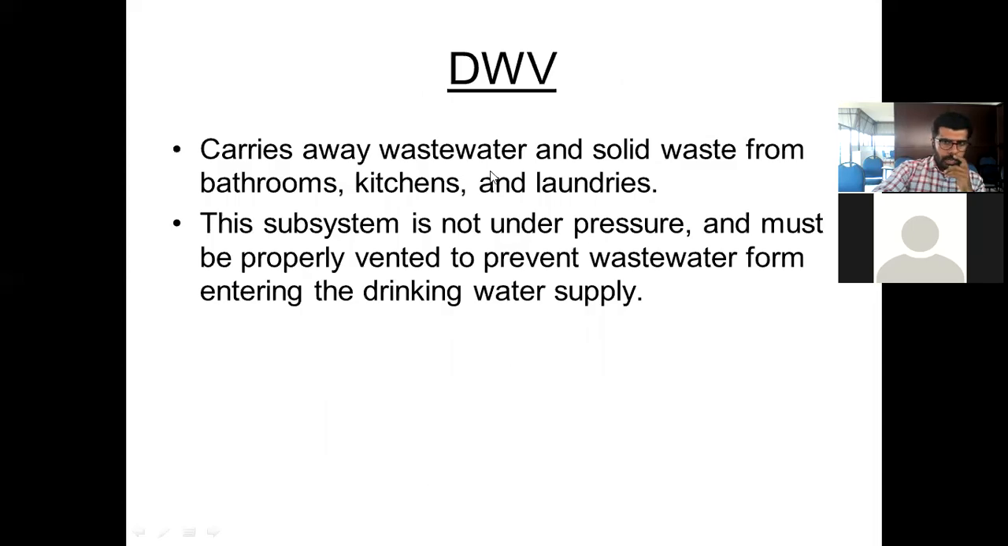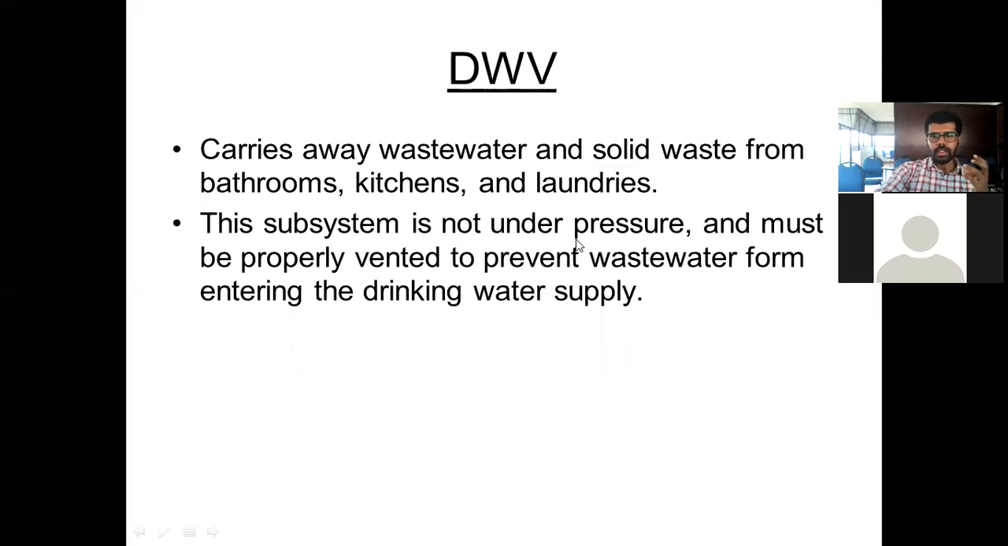In a drainage, waste and vent system, it carries away wastewater and solid waste from bathrooms, kitchens, and laundry. So wastewater is separate and solid waste is separate. Solid waste is the waste that is coming out from the water closet. That line is normally taken separately. And wastewater, you know, will be coming from bathrooms, laundries, kitchens, etc. This subsystem is not under pressure.